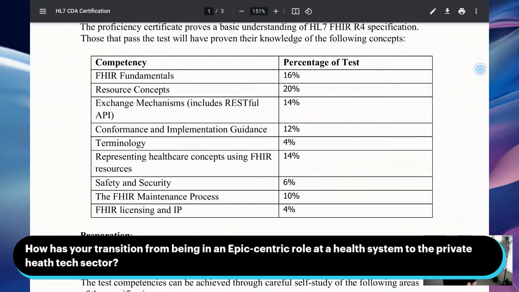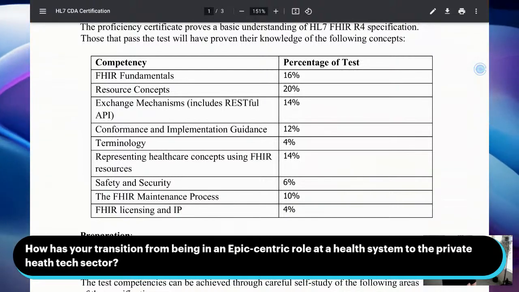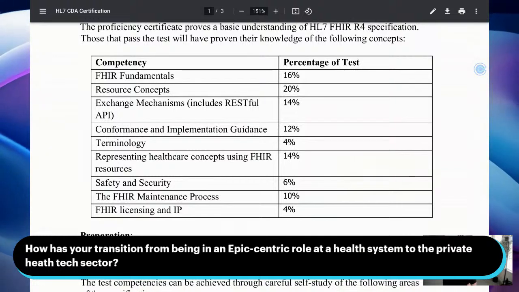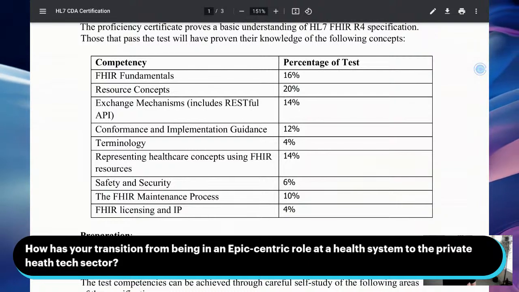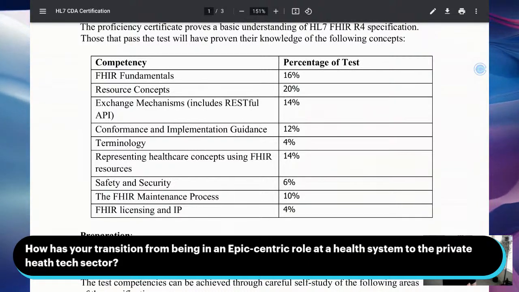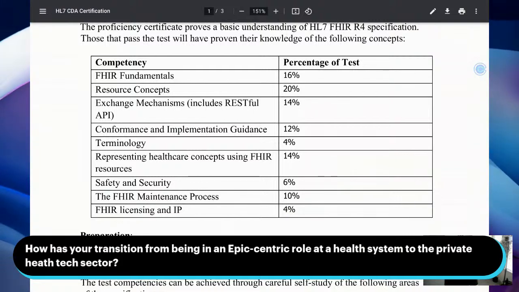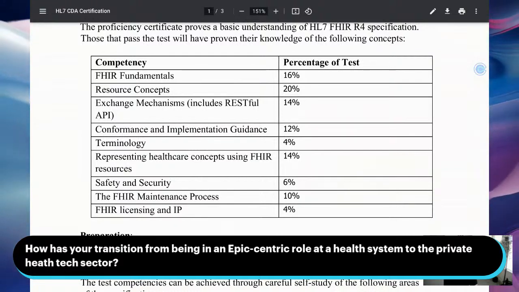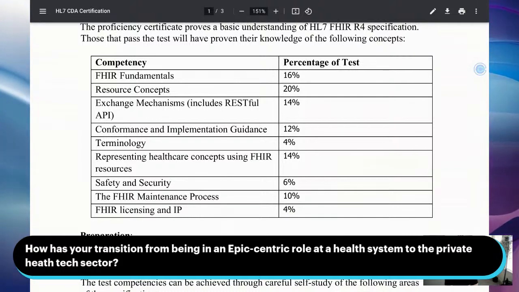So Alan says, glad to see you're doing well. It's been a while since we last met. I think it was our PGY-2 year at ASHP Midyear. Man, that was a long time ago. Is that 2014 or 2015? I think 2014, because it would have been December. It's a long time ago, 10 years ago, huh? Time flies. How has your transition been from an Epic-centric role at a health system to the private health tech sector? That's a good question. Yeah, it's a really good question.